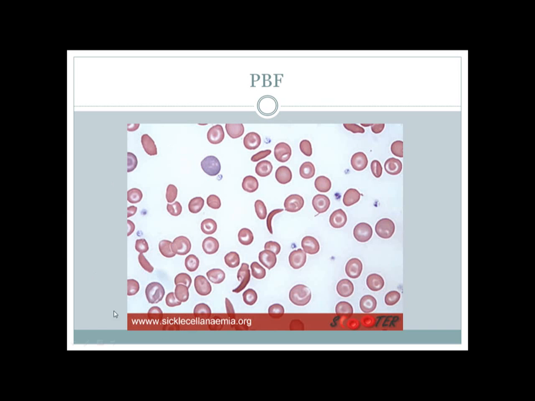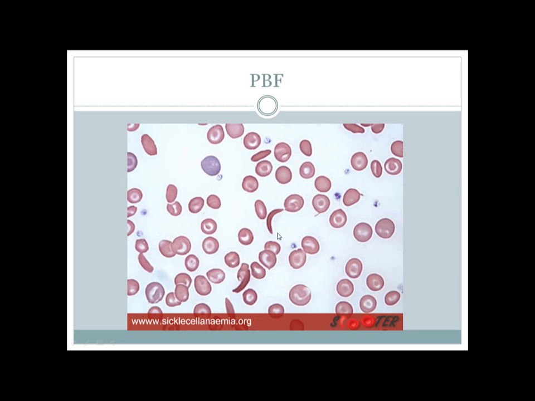Okay, so now here you can see a PBF, and in the center you can see something that looks like the moon in the past few days. So this is a sickle cell, and here you can see another sickle cell. A lot of sickle cells in that PBF, and let's just find out where is a normal cell. Okay. So this is a normal looking RBC, and this is a sickle cell.